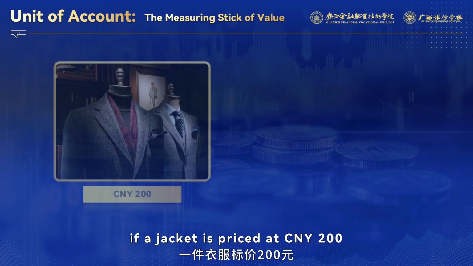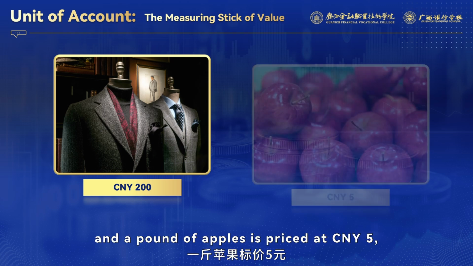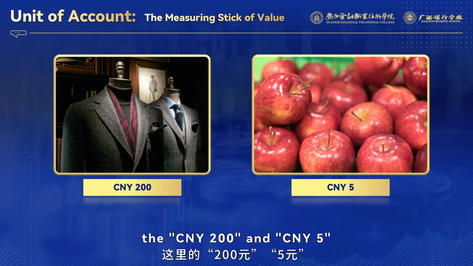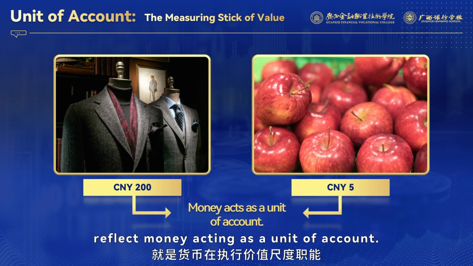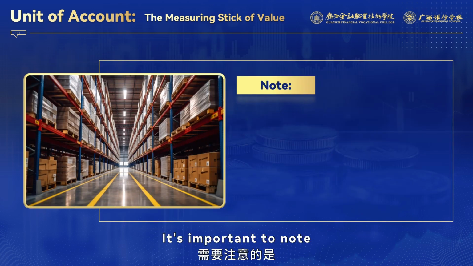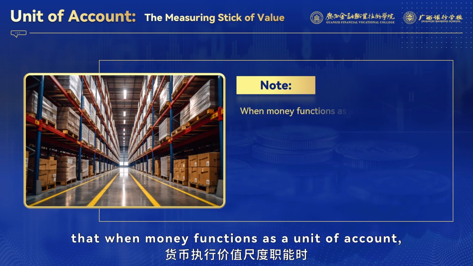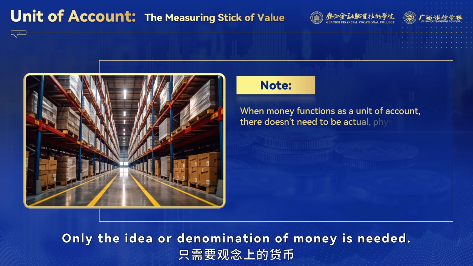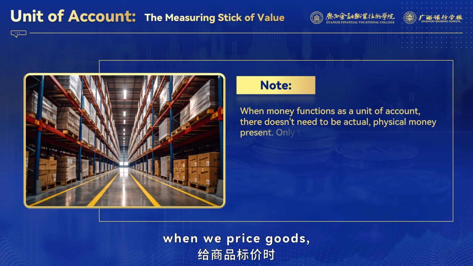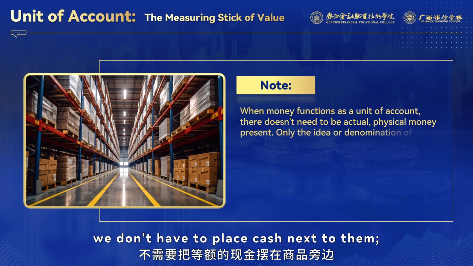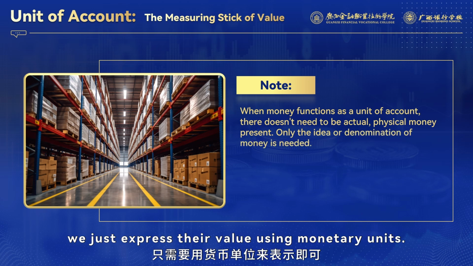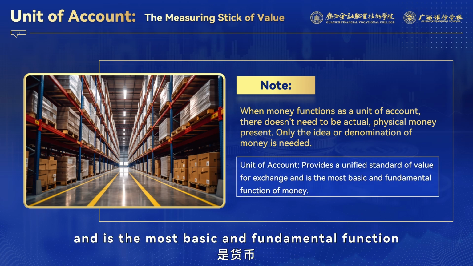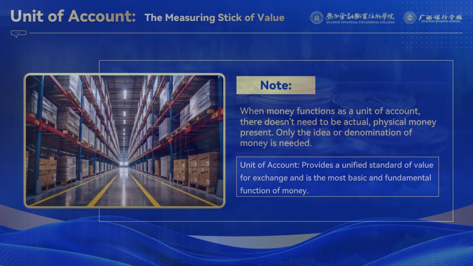For example, if a jacket is priced at 200 Chinese yuan and a pound of apples is priced at 5 Chinese yuan, the 200 Chinese yuan and 5 Chinese yuan reflect money acting as a unit of account. It's important to note that when money functions as a unit of account, there doesn't need to be actual, physical money present. Only the idea or denomination of money is needed. In other words, when we price goods, we don't have to place cash next to them, we just express their value using monetary units. This function provides a unified standard of value for exchange and is the most basic and fundamental function of money.